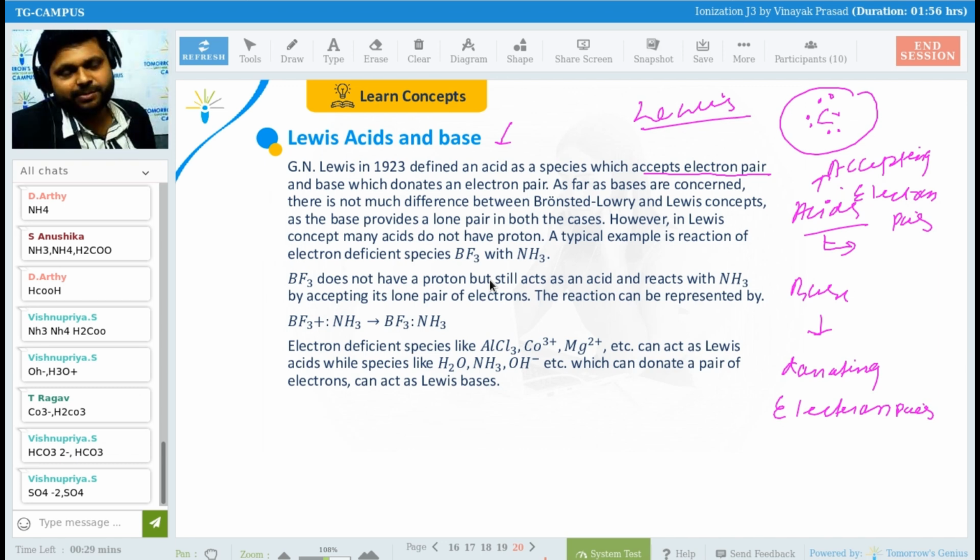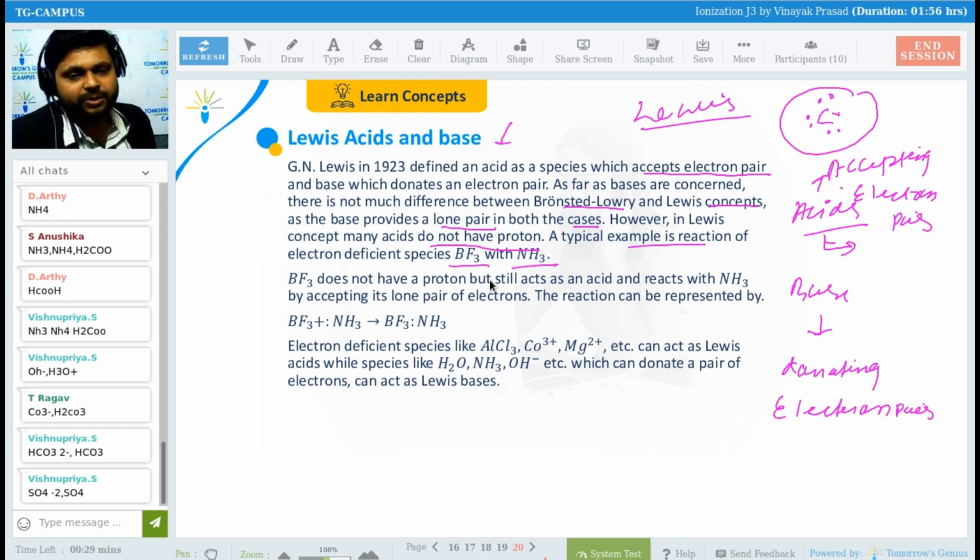Now, if we look at the Bronsted theory, there is not much difference between the Lewis and Bronsted theory as far as bases are concerned, as the base provides a lone pair in both cases. However, in the Lewis concept, many acids do not have a proton, right? A typical example is BF3 and NH3.